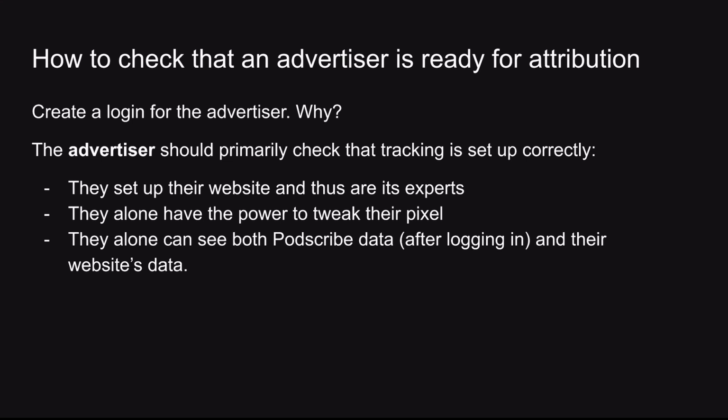The second reason is because they alone have the power to tweak the pixel. A lot of software engineering work involves making small changes and then seeing if that fixes the problem. So when they are implementing the JavaScript pixel on their end, sometimes what they need to do is add 2 brackets and then see if that causes the pixel to fire, or add a comma and then see if that causes the pixel to fire.